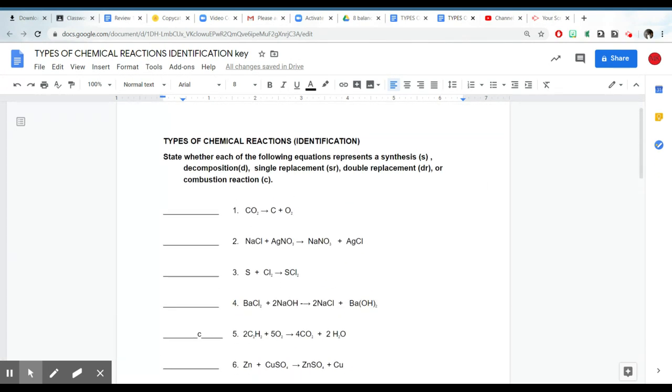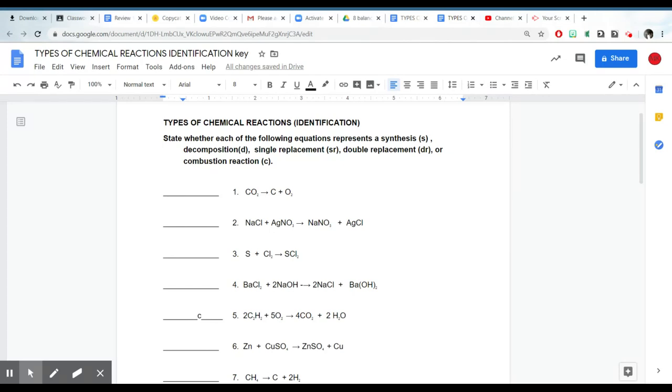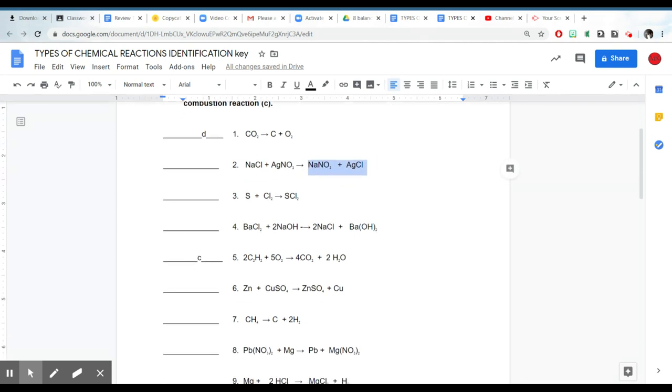Now let's go through and pick out our synthesis and our decomposition. What we're looking for is one product or one reactant. Here I have one reactant breaking apart, that's a decomposition. This, number two, I have two things on one side and two things on the other, so that can't be synthesis or decomposition. Here I have two things coming together to form one thing. That's going to be our synthesis.